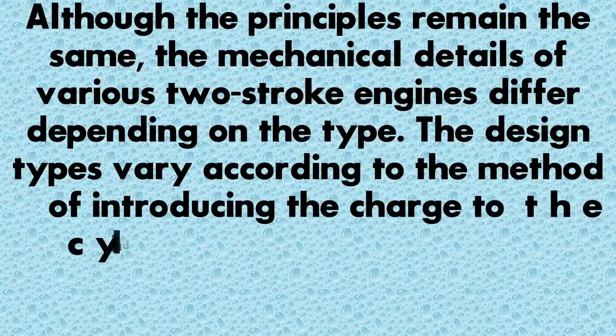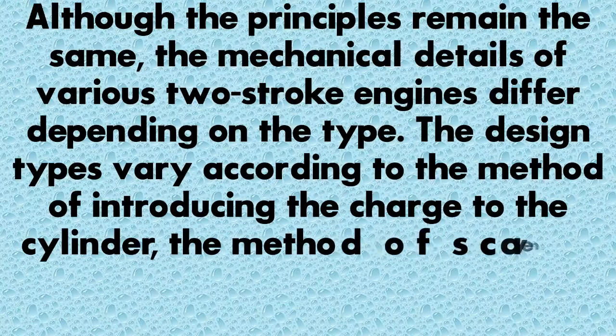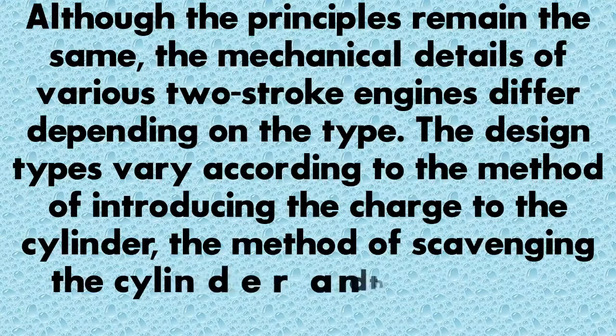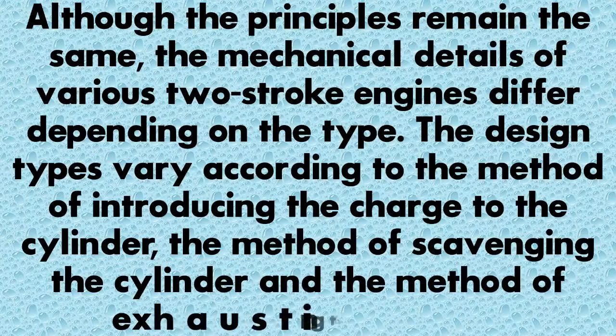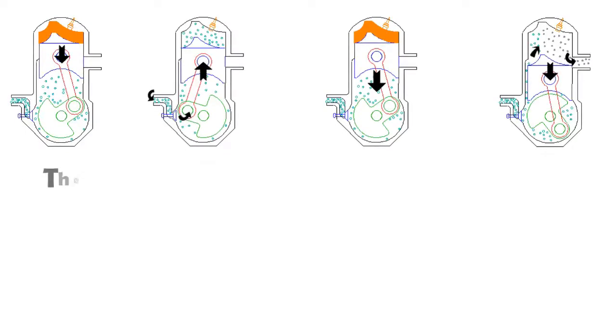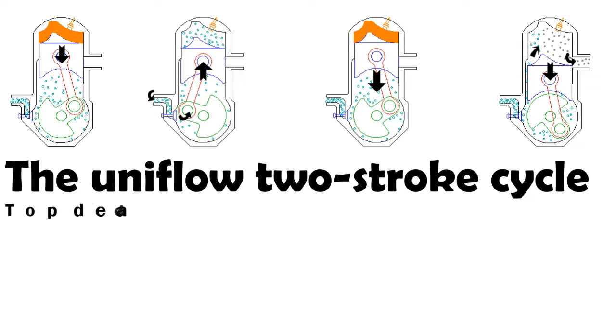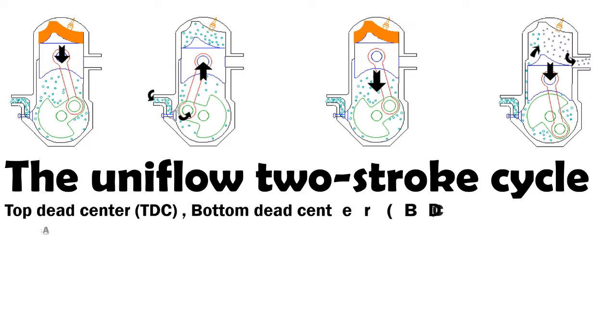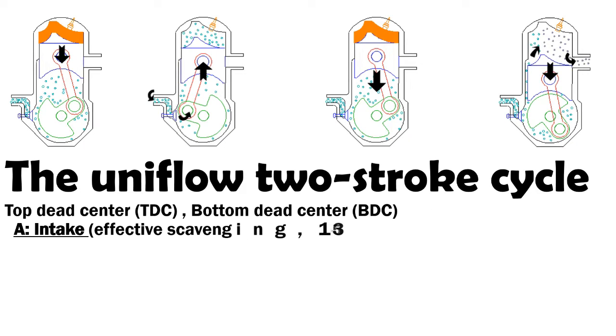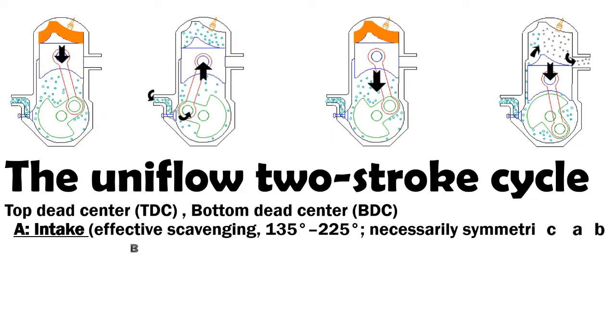Uniflow scavenging. The uniflow two-stroke cycle. Top dead center, TDC. Bottom dead center, BDC. A. Intake, effective scavenging, 135° to 225°, necessarily symmetric about BDC. Diesel injection is usually initiated at 4 degrees before TDC. B. Exhaust. C. Compression. D. Expansion, power.